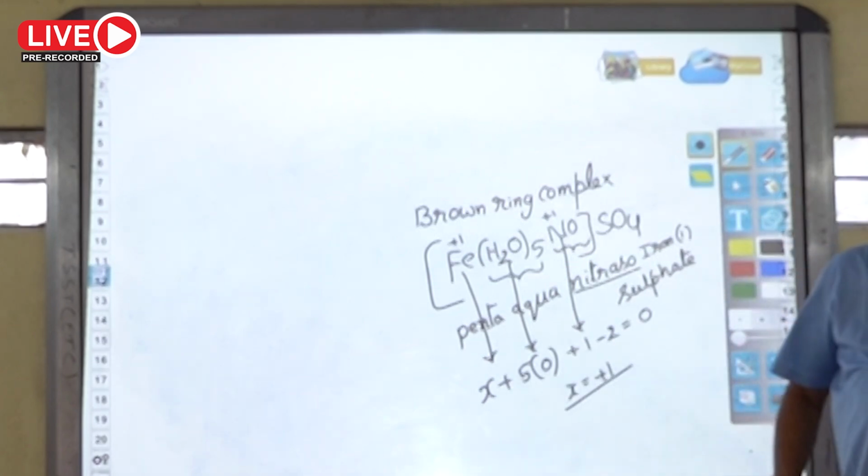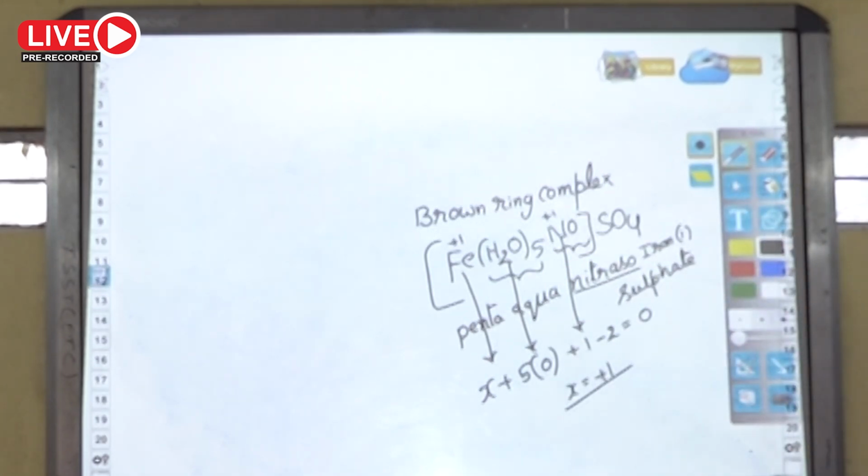In brown ring complex, which again you study in qualitative analysis. For detecting nitrates, we perform a test called brown ring test. So brown ring test is meant for what? For the identification or detection of nitrates.